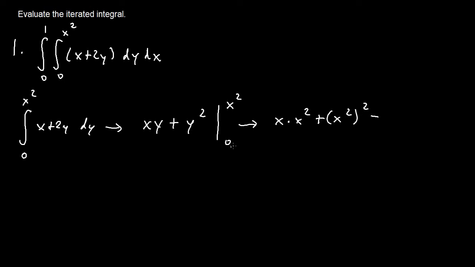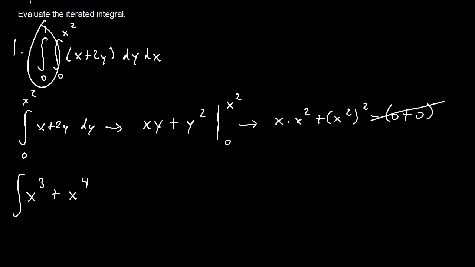Minus, when I plug in 0 for y, we'll get 0 plus 0 squared, which is 0. So that will cancel. And so we get x times x squared, which is x cubed, plus x squared squared, which is x to the fourth. So now I can put it under the integral, now from 0 to 1, of x cubed plus x to the fourth times dx. So now we're going to integrate with respect to x.